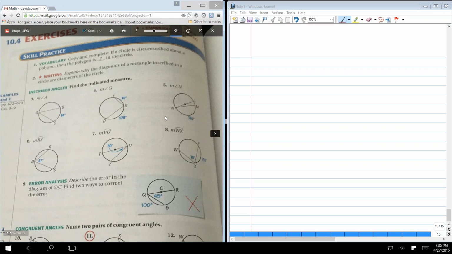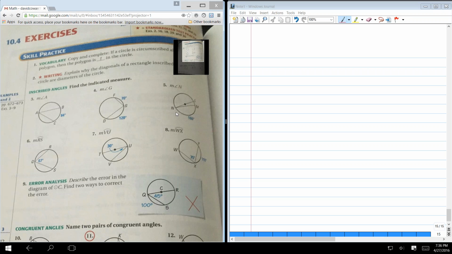And number 5? Number 5 we know. So it's 160. And the other half would have to be, well, NM is 180, so we would do 180 minus, or plus 160 minus 360.